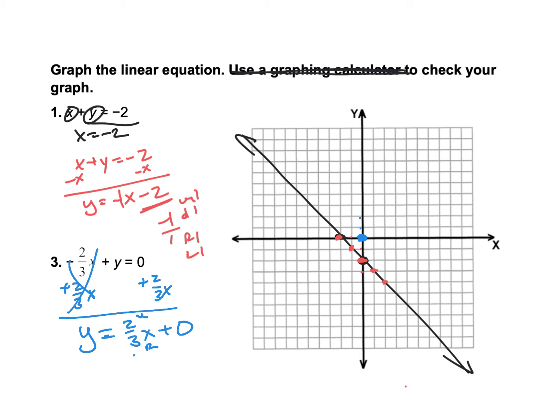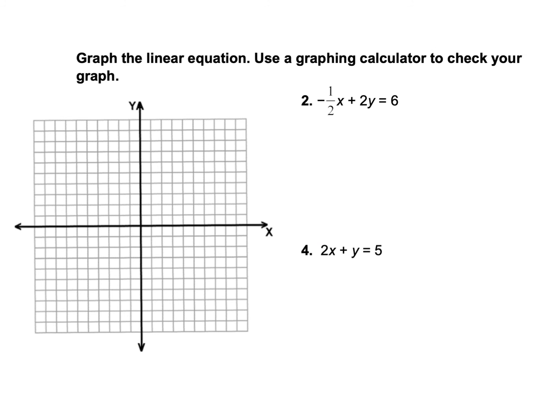So up 2 to the right 3, up 2 to the right 3, and then, or I could go down 2 to the left 3, down 2 to the left 3, and then you can draw a line through those. So you can decide which way you want to do it. You don't have to do it both ways. It's a good way to double check, but you don't have to do it both ways. So let's do two more.